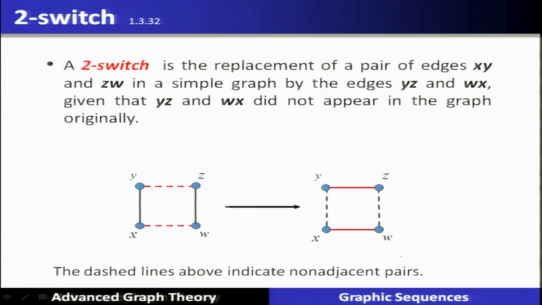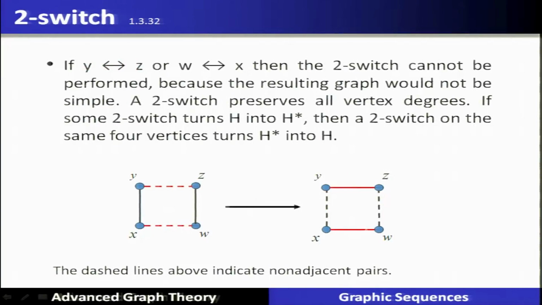Now, 2 switch operation we have used; let us briefly explain it. A 2 switch is the replacement of a pair of edges xy and zw in a simple graph by the edges yz and xw, given that yz and wx did not appear in the graph originally. So we exclude these particular edges and include these 2 edges, and this is called a 2 switch operation that we have already used in the previous theorem.